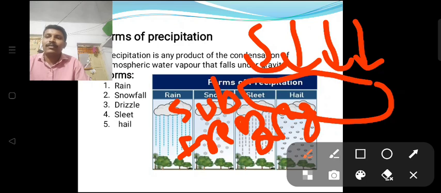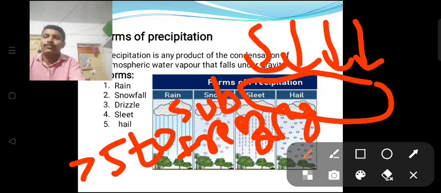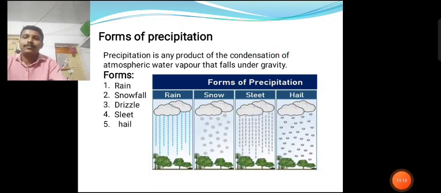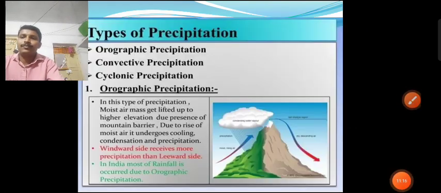Then hail. When the water droplet size is greater than 5 mm, up to 8 mm, it is called hail precipitation. Types of precipitation. The precipitations are classified into three types: orographic precipitation, convective precipitation, and cyclonic precipitation.